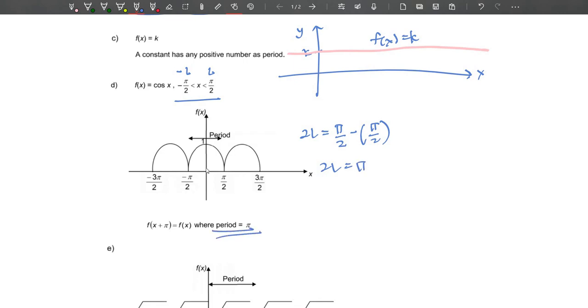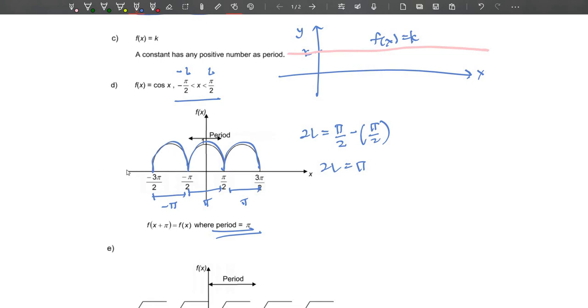The graph for cos x should be like this, from negative pi over 2 to pi over 2. Since it repeats in the interval of pi, from pi over 2 to 3 pi over 2 is still pi, and negative 3 pi over 2 to negative pi over 2, the interval is still pi. It repeats the same form, the same shape.